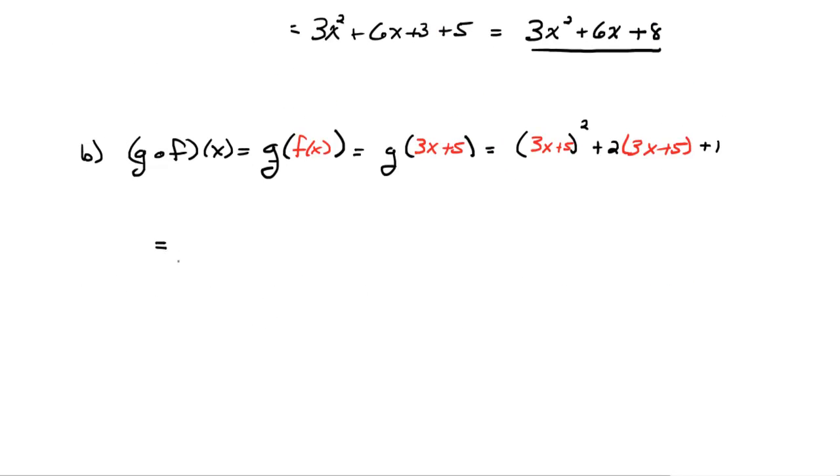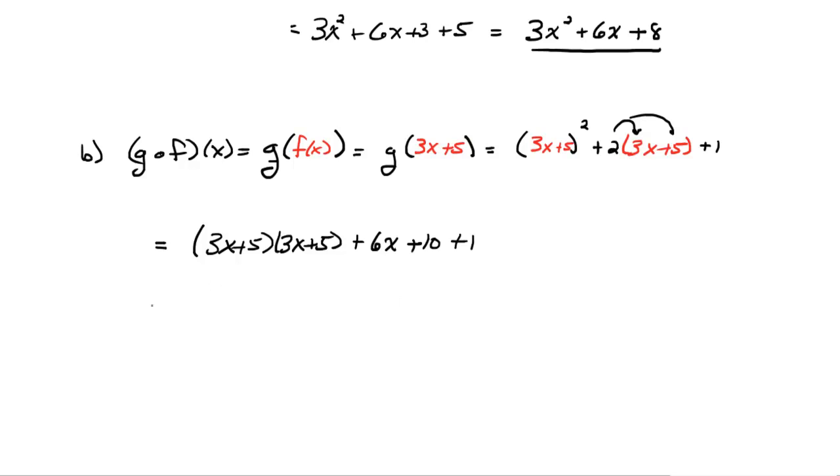In this circumstance, we're going to have to FOIL out that 3x plus 5. Don't make the mistake of trying to distribute that square. You can't distribute a square to these two terms. That would be incorrect. Once you have this square here, you have to expand and FOIL it out twice, so be careful about that. I am going to distribute this 2, however, in my second set of parentheses. So I'm going to have plus 6x plus 10, still plus 1 at the end.